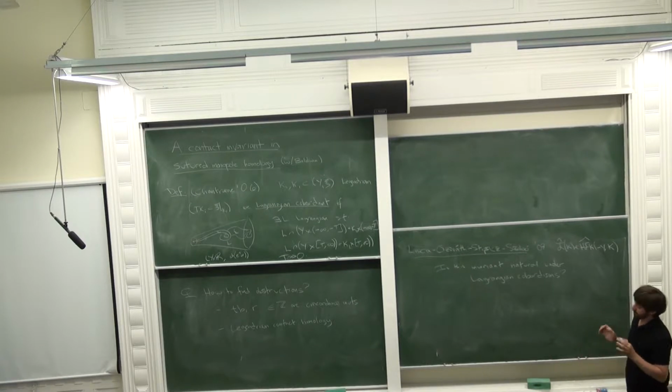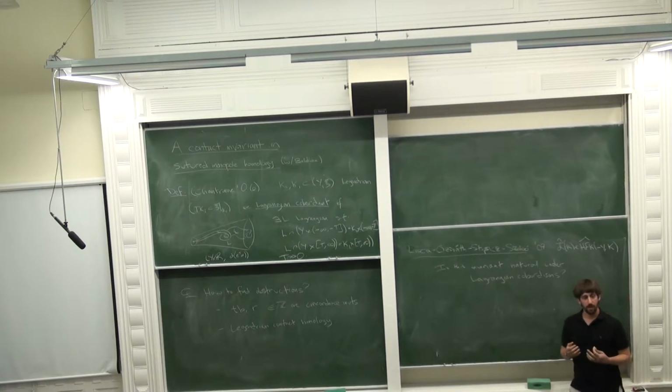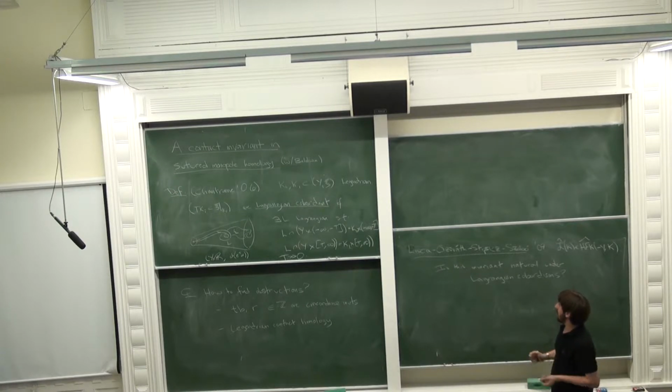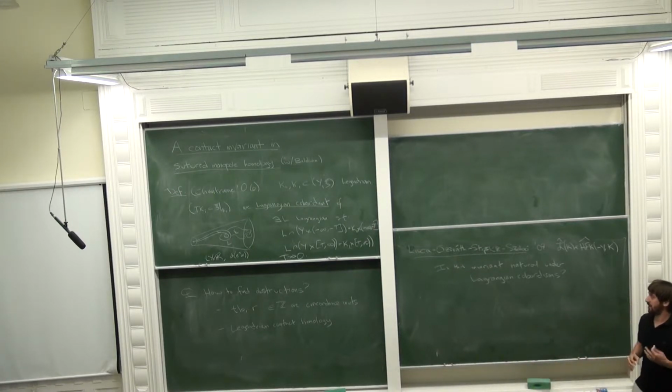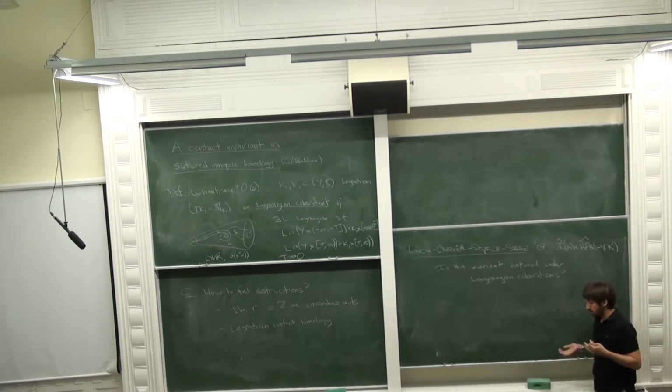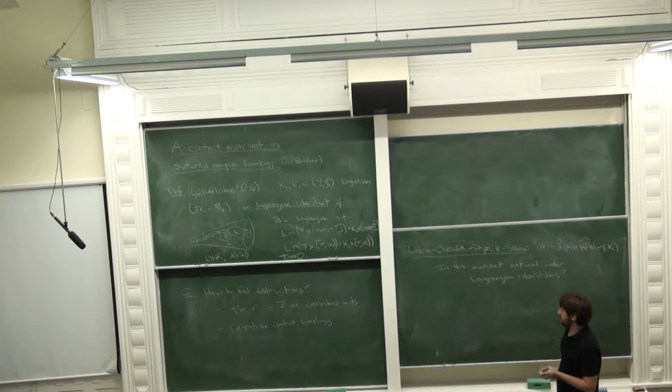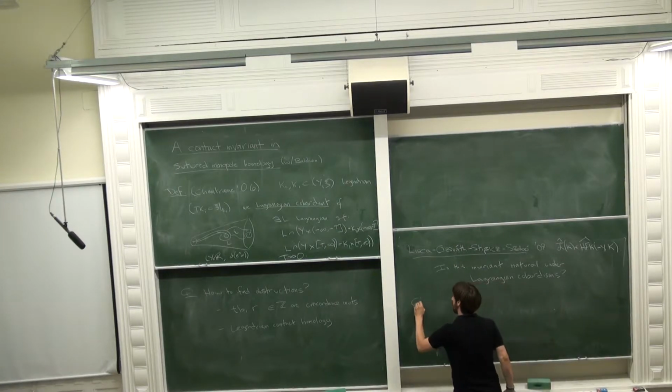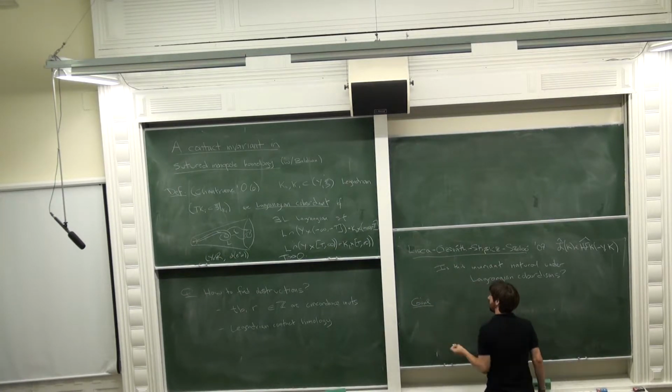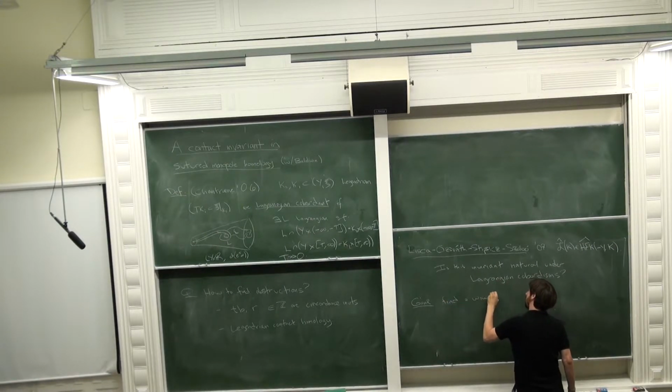But the problem, well, I don't want to say it's a problem. The current shortcoming in our knowledge about Heegaard Floer homology is we don't know much about how it relates to symplectic cobordisms. So you might ask this question, is it natural under Lagrangian cobordisms? And maybe it's the way it's been defined, we don't really have a good way to answer that. So the goal was, well, one goal is to find a way to answer this question.